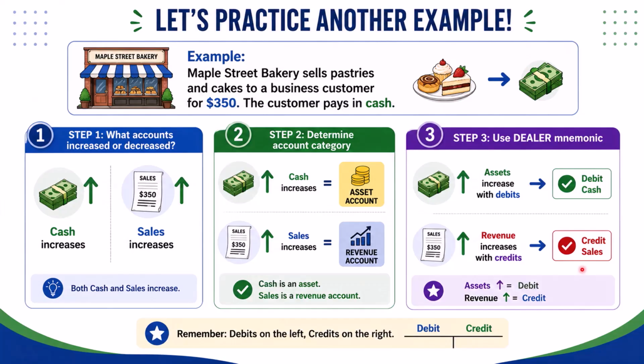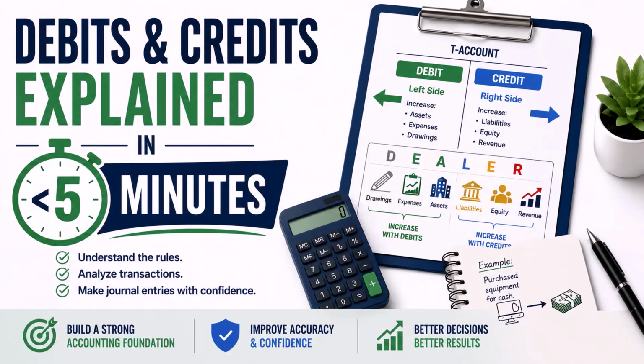And that's how we record this transaction for Maple Street Bakery. Debit cash and credit sales. Follow these 3 steps and debits and credits become much easier.